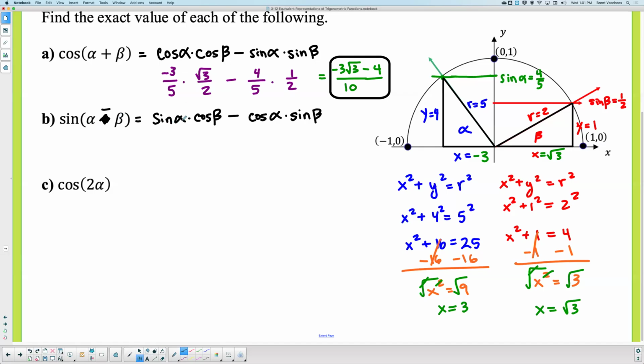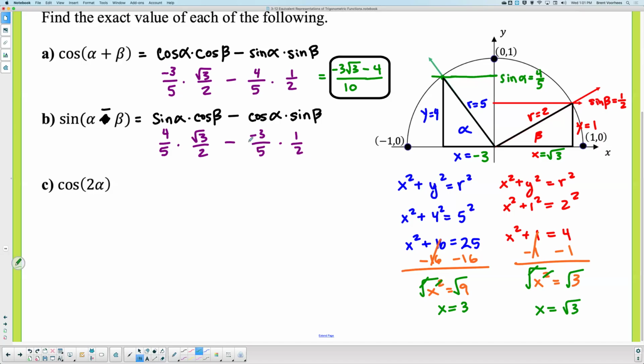So let's plug them in. Sine of A. What is sine of A? Over here. What is sine's ratio? 4 over 5. What's cosine B? Square root 3 over 2. Perfect. Minus cosine A times sine of B.